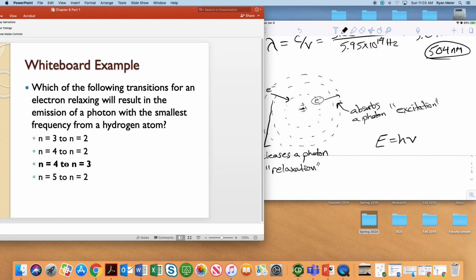And that general trend being the farther out you go, the energy gaps get smaller. And again, energy and frequency are directly related, so the smallest energy gap corresponds to the smallest frequency. That's how we can get to this answer.